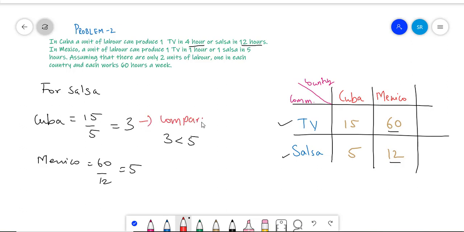Hence, we would end up saying that Mexico should only produce televisions and Cuba should only produce salsa and trade things with each other.